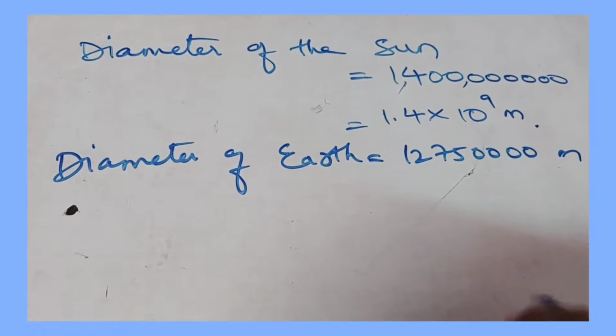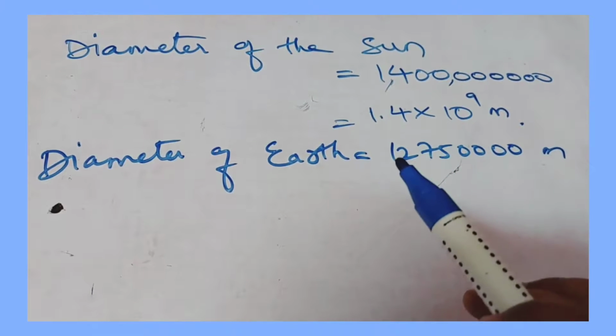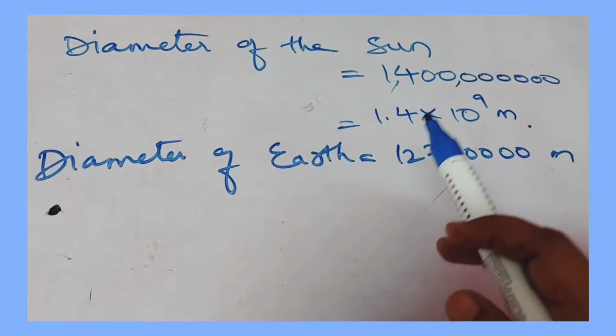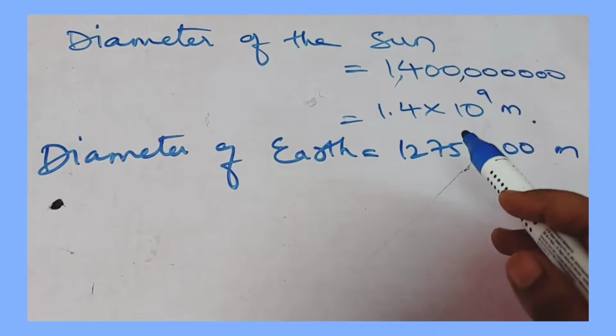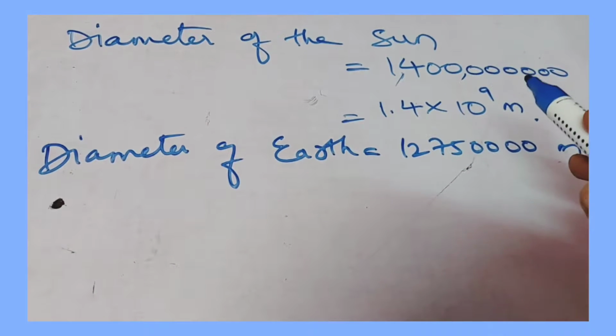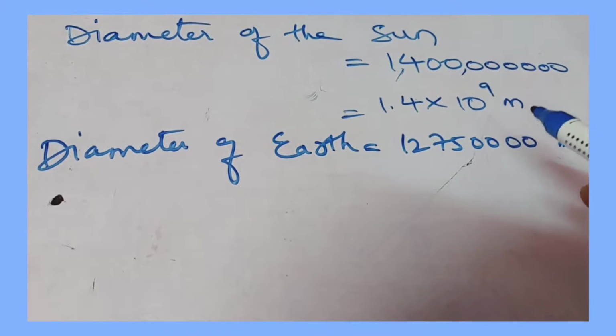Now the diameter of the sun is 1,400,000,000. So how to write this? 1.4 into, again after 1 you take the point, then 4, into 10 to the power of 1 2 3 4 5 6 7 8 9, so 10 to the power of 9. Like this you have to write.